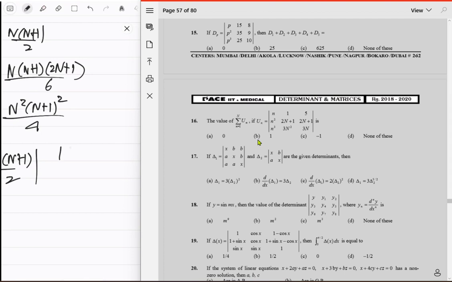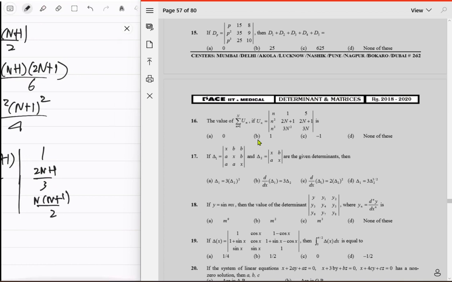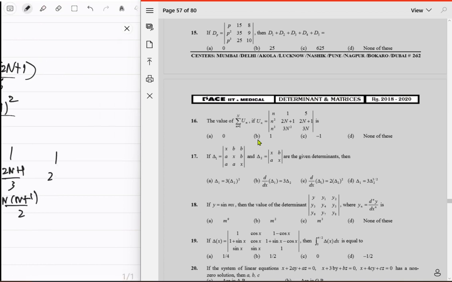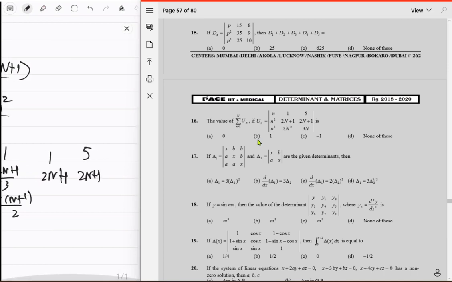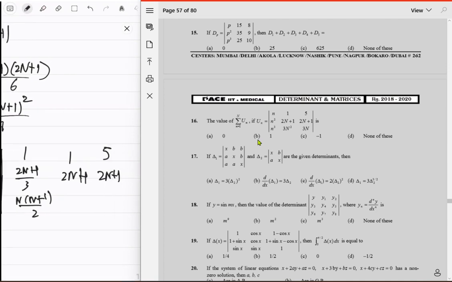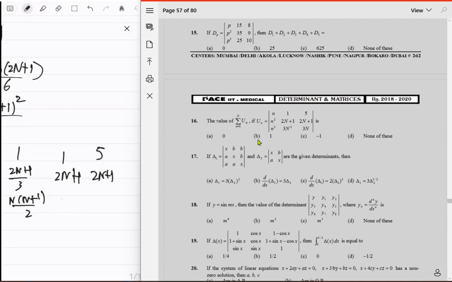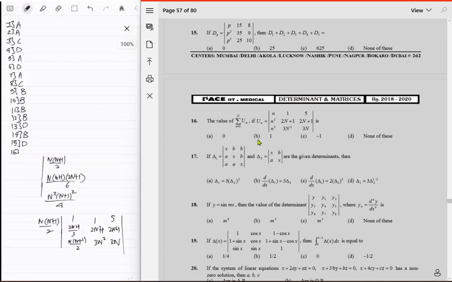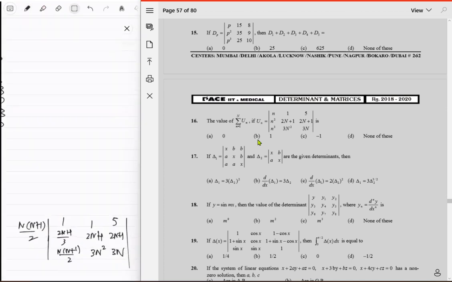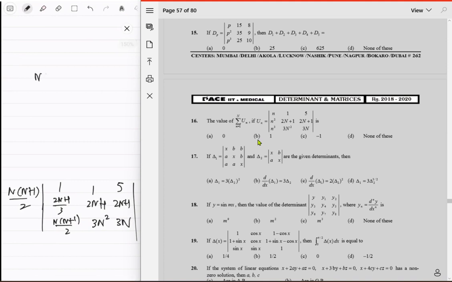What do you get? We'll just get 1, 2n plus 1 upon 3. Then you will get n times n plus 1 upon 2. Awesome. And then you have this stuff 1, 2n plus 1, and 5, 2n plus 1. Fine. And then over here, just have 3n squared and 3n. Okay, why is that the thing? I don't know. Fine. So now what? Just take some more stuff out. The 2n plus 1 is out. It's got n plus 1, 2n plus 1. Another n is of just n squared.